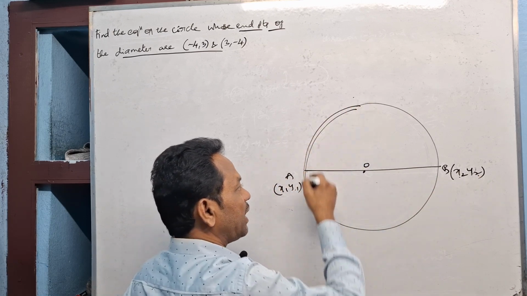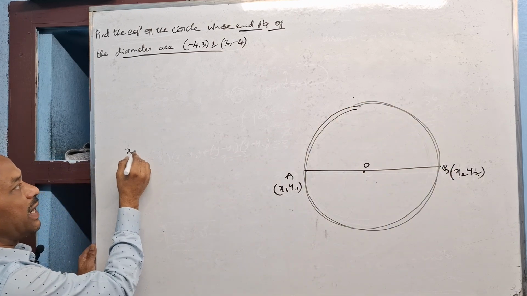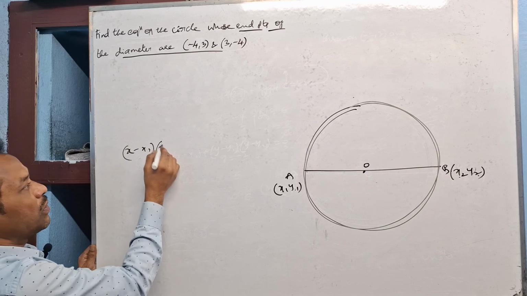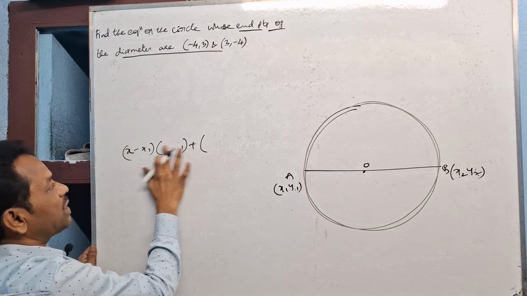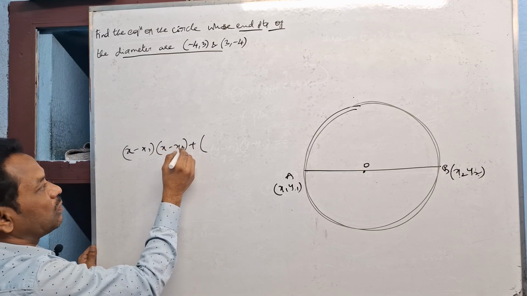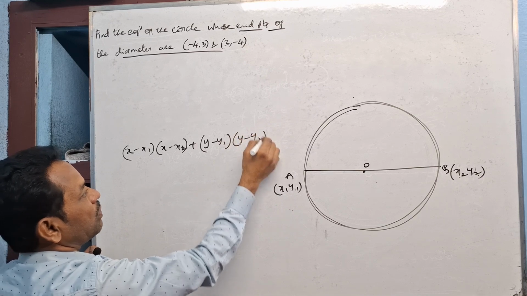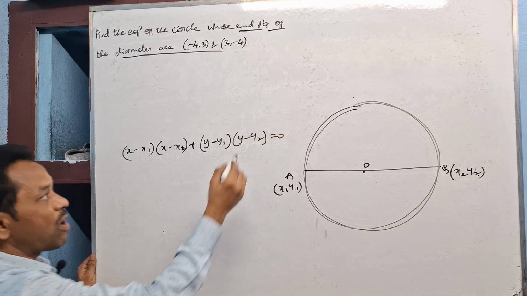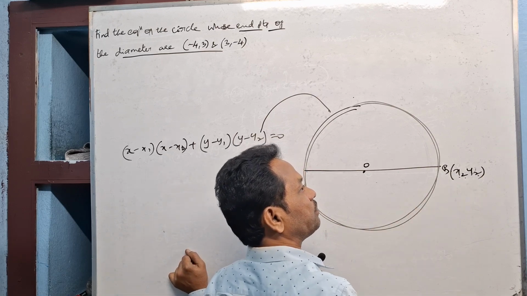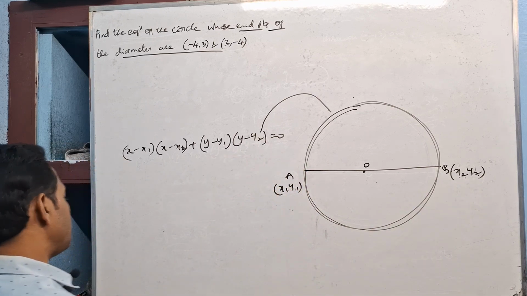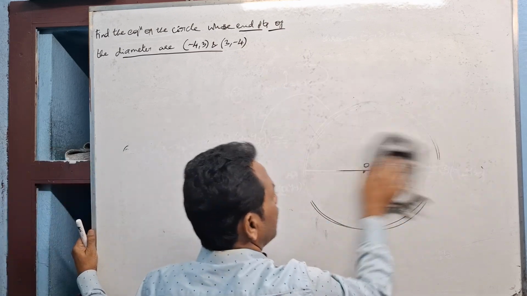Then we can find the equation of circle by using this formula: x minus x1 into x minus x2 plus y minus y1 into y minus y2 equal to 0. So this formula is used when the end points of the diameter are given. Okay, now let me use this formula to get the equation of circle in this question.